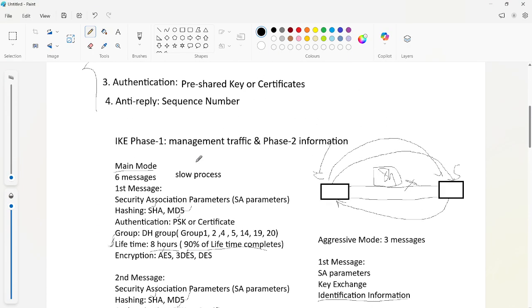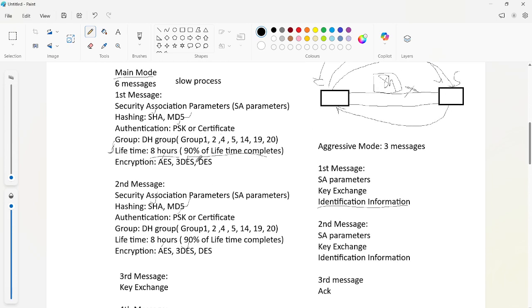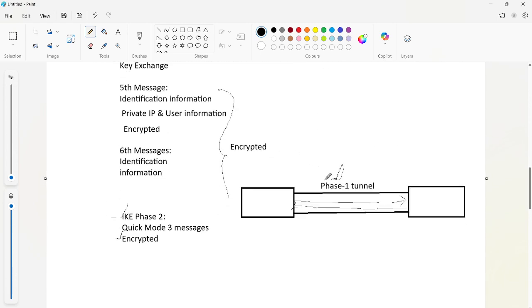We don't say control. It is mostly for management and also to share our phase 2 information. We can call it a management tunnel as well. Phase 1 is a management tunnel as well.